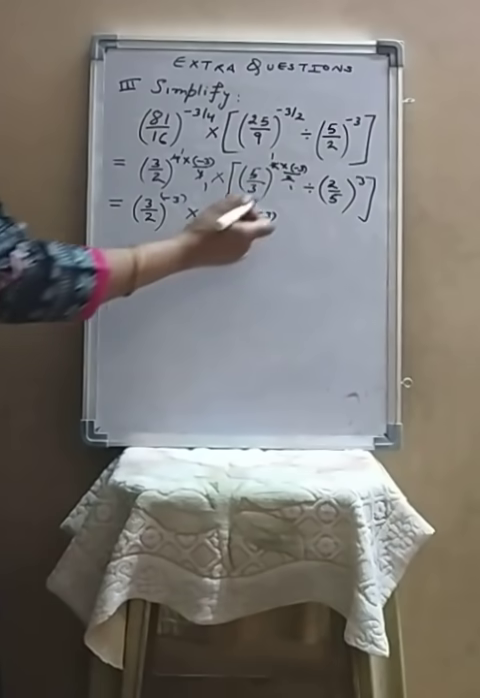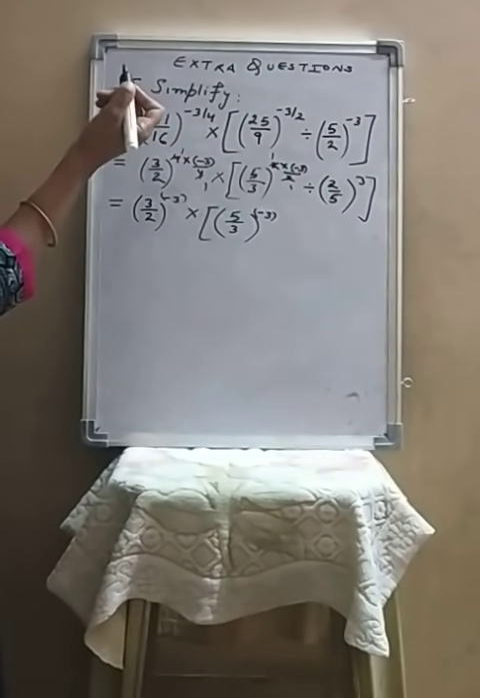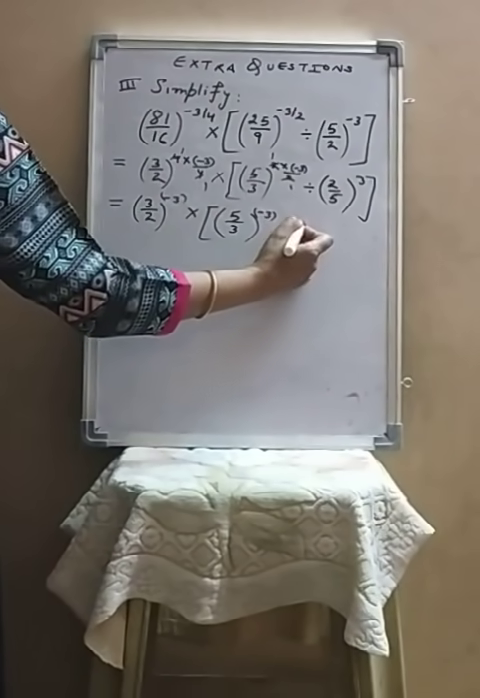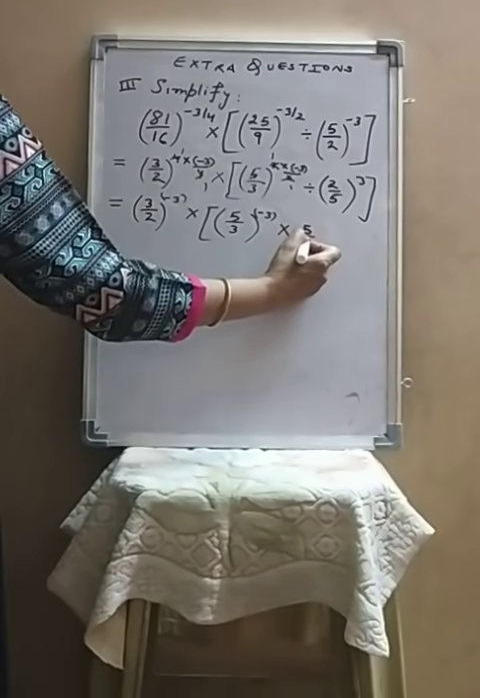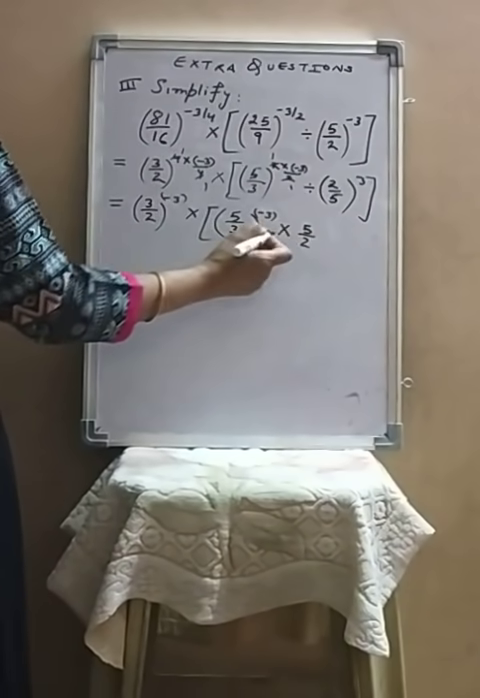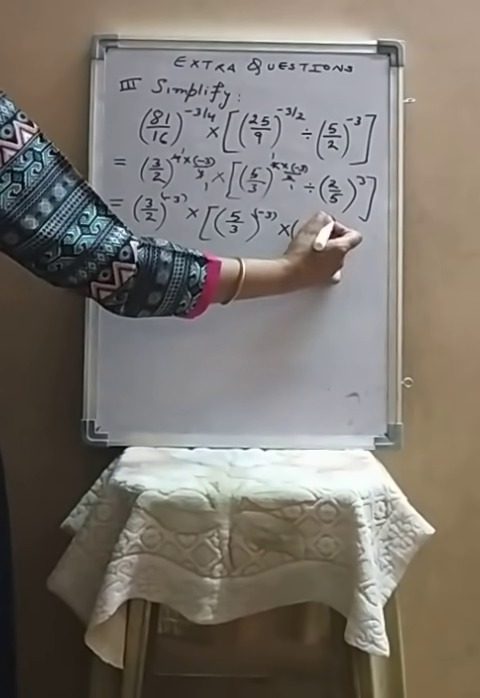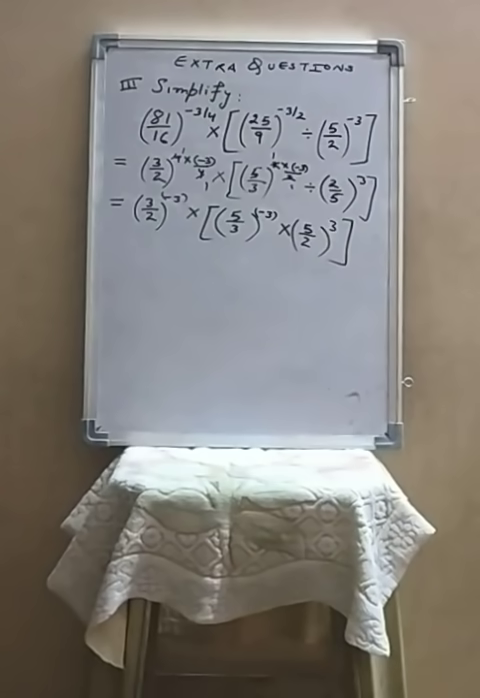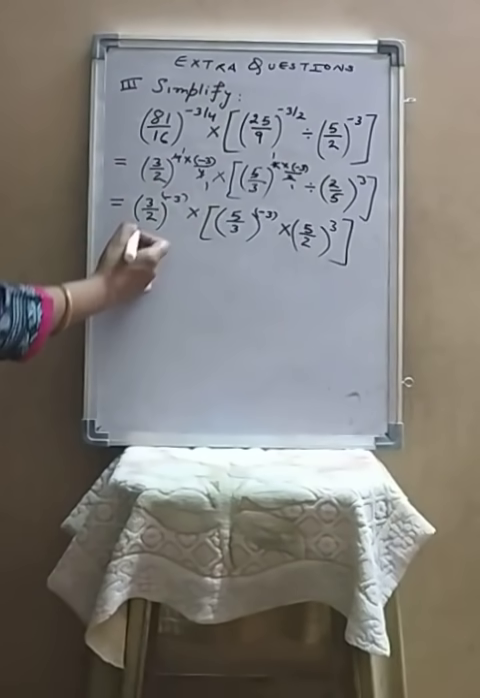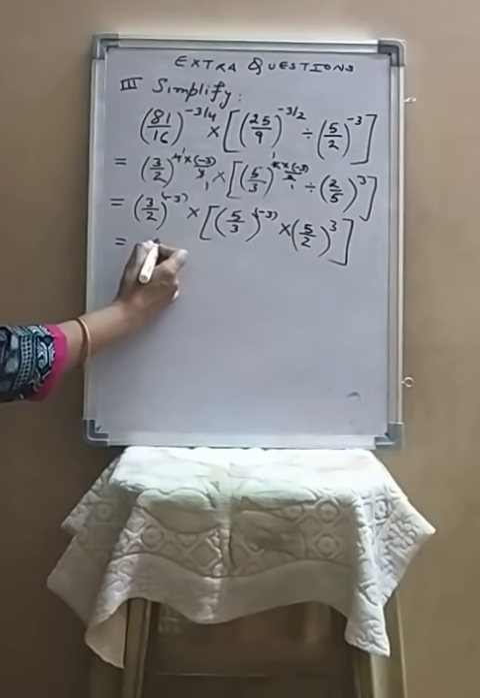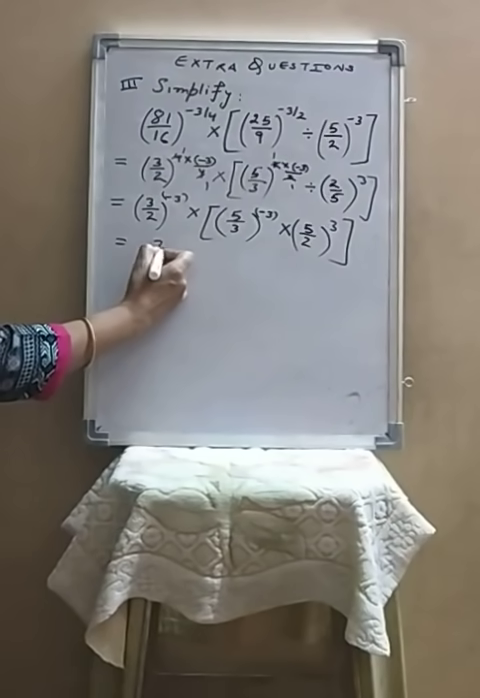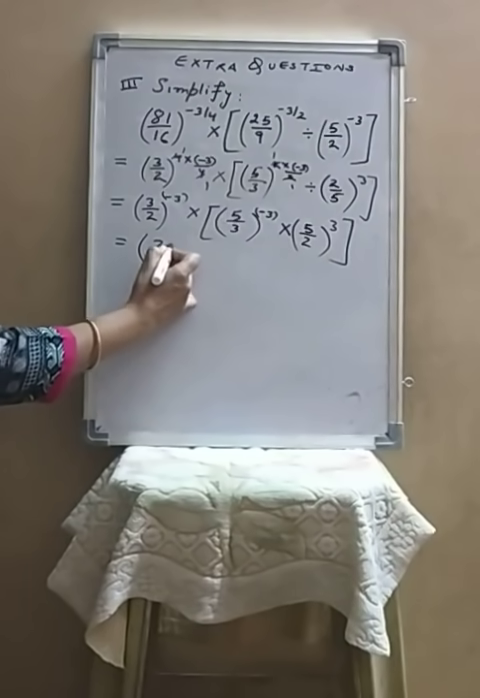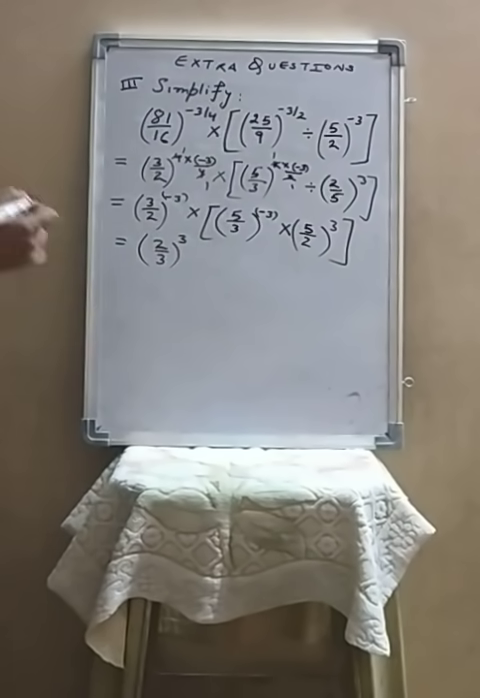Now to change this divide sign into multiply, again I can reciprocate it like this. I have changed this divide into multiply. So 5 by 2 raised to the power 3, and brackets close. Now let us make the power positive here. So reciprocated, 3 by 2 becomes 2 by 3 raised to the power 3.